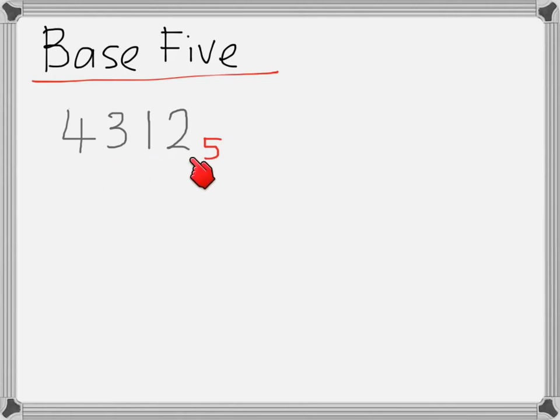So in order to understand their value in base 10, you must understand that each of the positions over here, each place, has its own value. Okay, so for example, for the 2 over here, the position of 2 is actually 5 power of 0. The position for 1 over here is 5 power of 1. And then the position for 3 over here is 5 power of 2. And continuing, 4 is 5 power of 3.